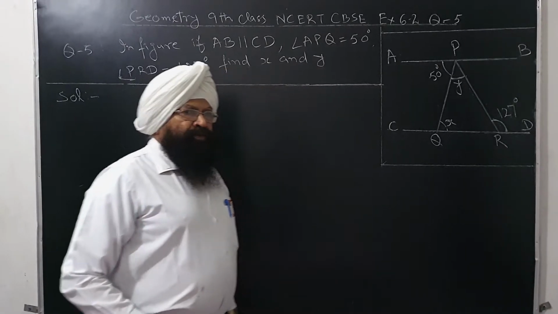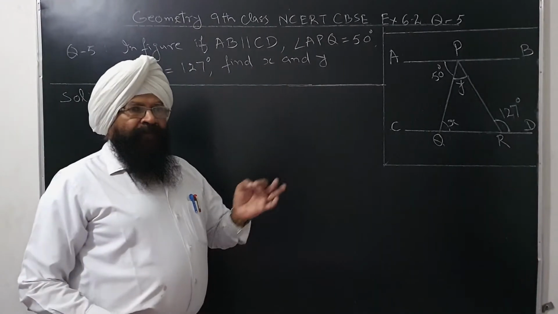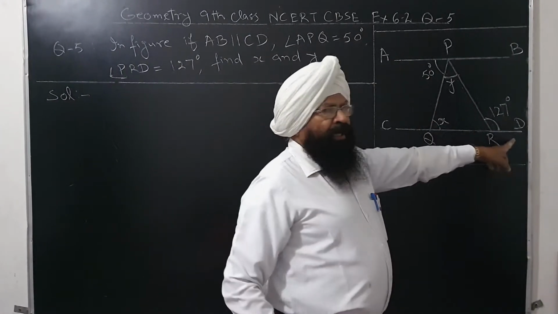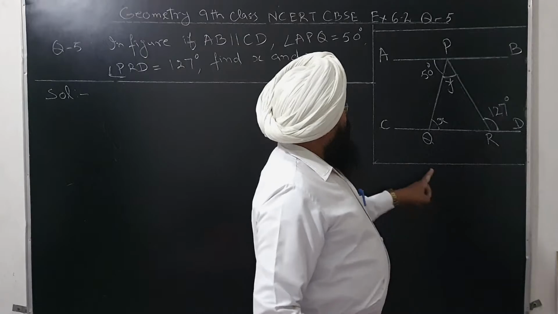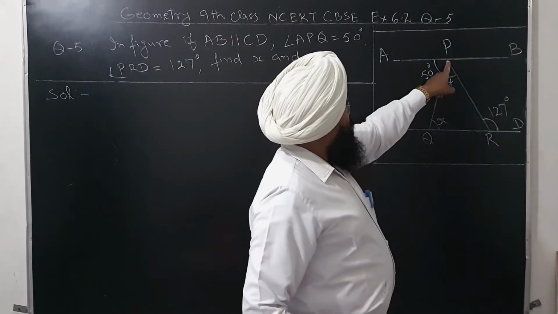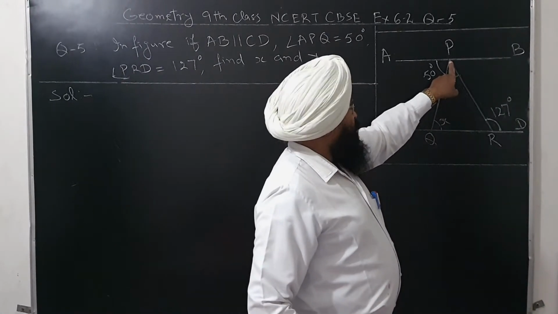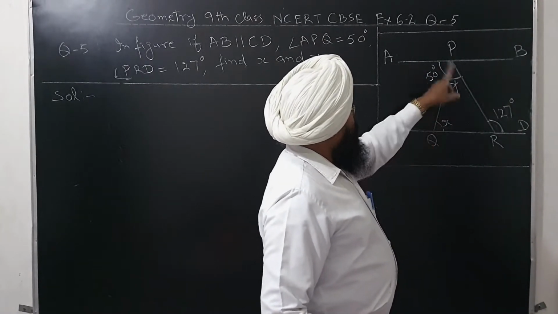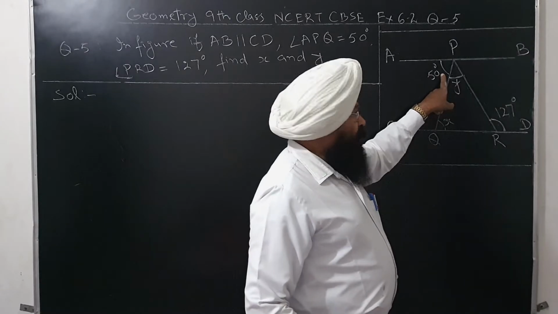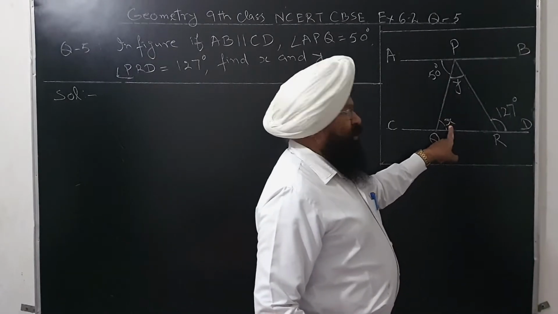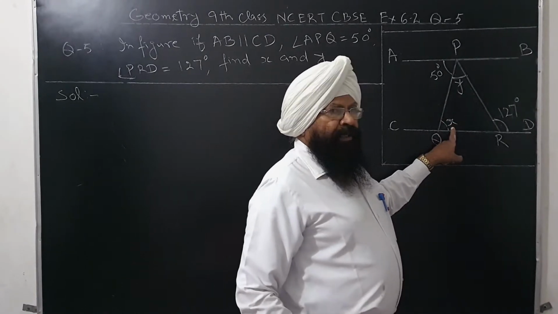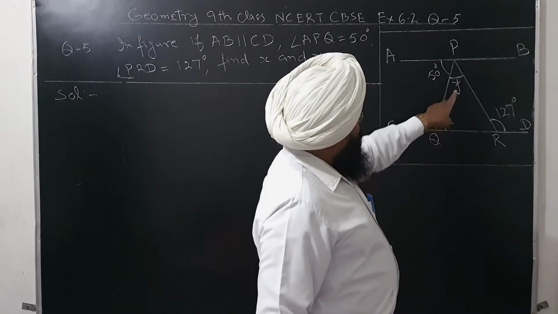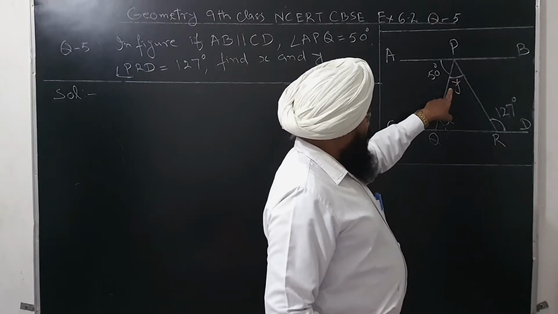First of all, you should know how we will prove it. You know that AB and CD are two parallel lines, and QP is its transversal. So angle APQ, that is 50 degree, must be equal to angle X. These are alternate angles.